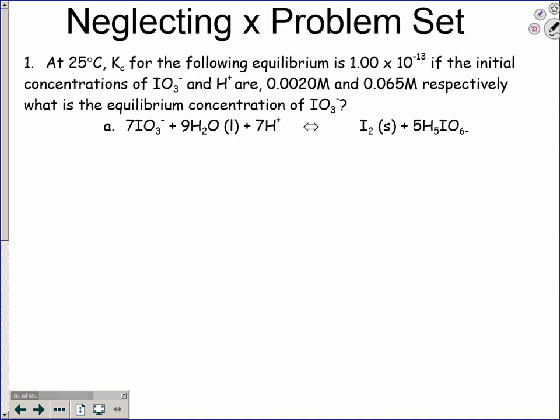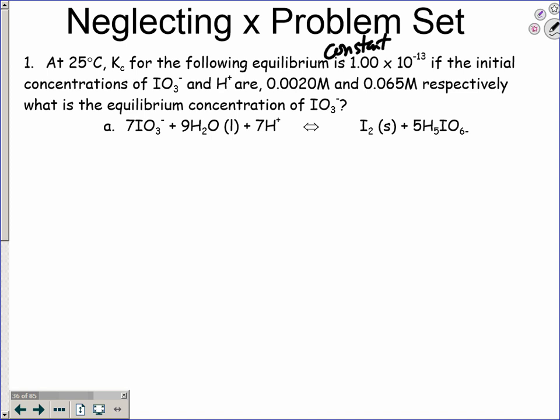For the following equilibrium, the equilibrium constant is 1.00 times 10 to the negative 13. If the initial concentrations of iodate and H plus are 0.002 and 0.065 molar respectively, what is the equilibrium concentration of iodate? So initially they give us values, right?